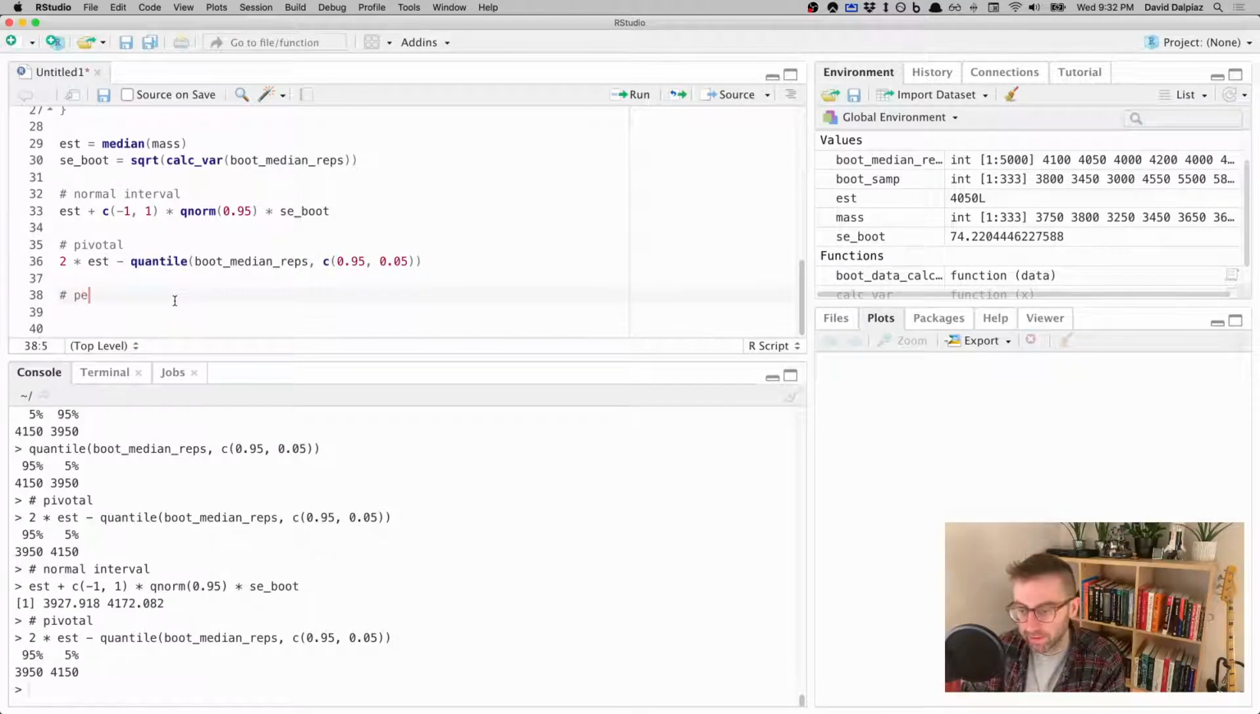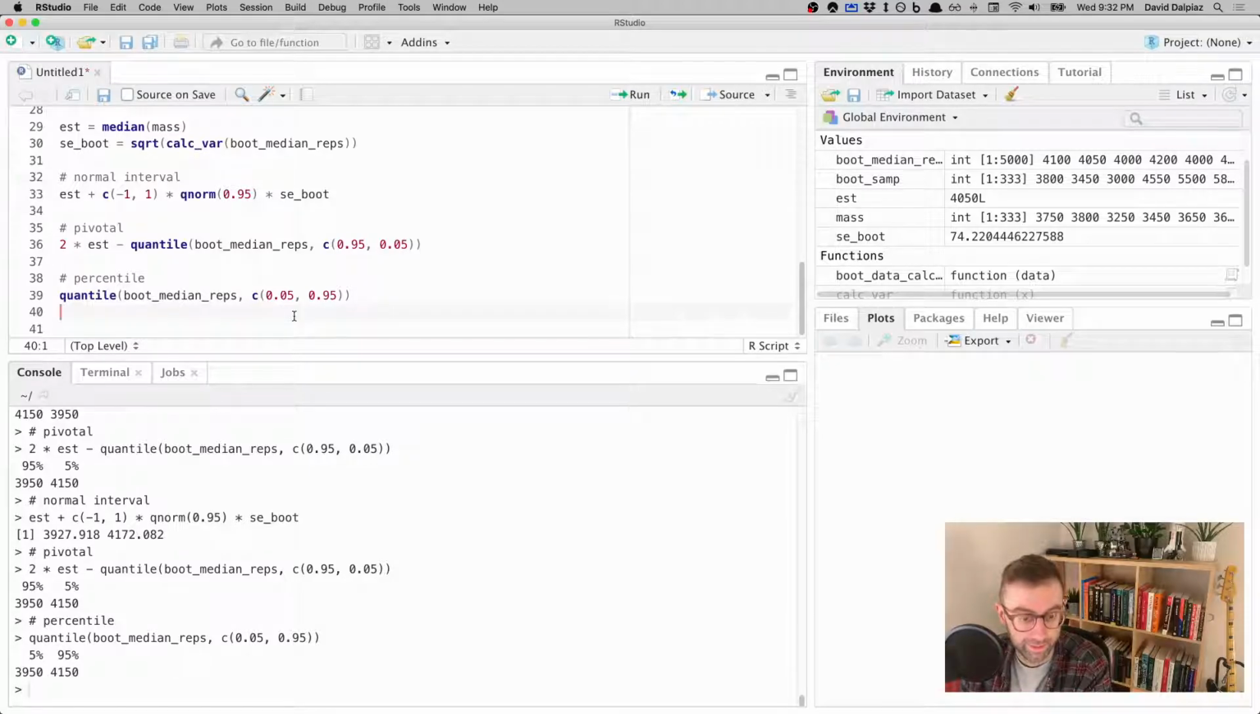Okay, I probably should have done percentile first. So percentile's pretty simple. It's this, except it would be this order. There's our percentile interval. It's actually the same as the pivotal interval here.